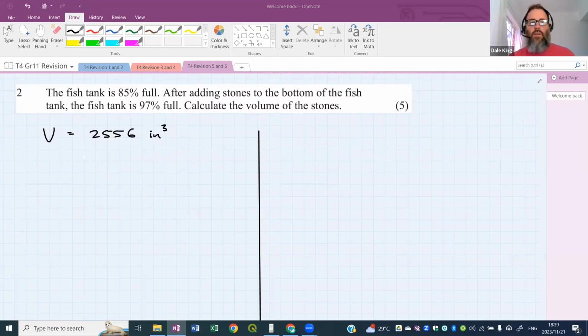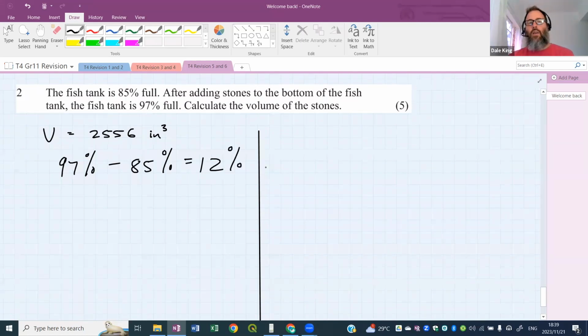So what Tato and Kiana are suggesting is, what is the change in the percentage of the tank? It went from 85 to 97. Take the 97% and the 85% and find the difference, the change in percentage. That gives us a change of 12%. So the tank's volume changed by 12%. How much is that in volume? Take 12 over 100 and apply it to the volume of the tank.